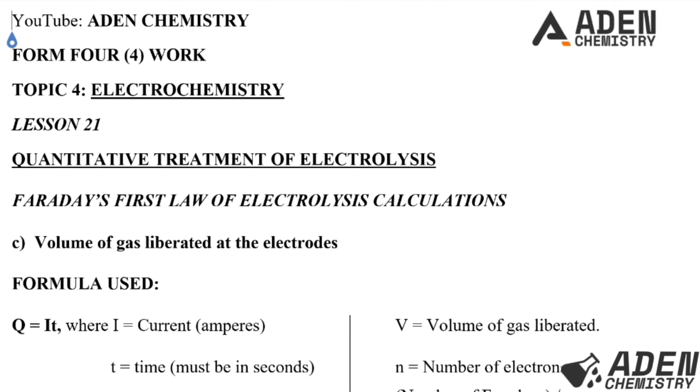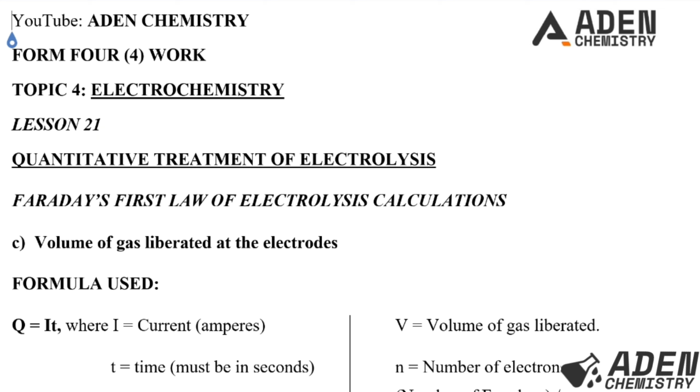Previously, in lesson 20, Form 4, Topic 4, we were dealing with quantitative treatments of electrolysis and doing Faraday's first law of electrolysis calculations. We have done aim number 2, which was determining the mass of substance deposited. So today, lesson 21, we want to proceed to the third aim, that is volume of gas liberated at the electrodes.